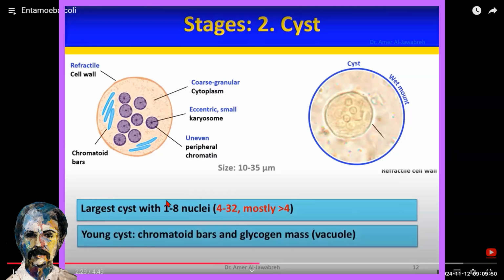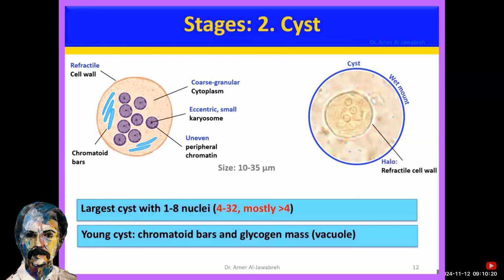Histolytica, 1 to 4, most of the time 1 to 2. This one, 4 to 8, most of the time 5 to 6. So from the large number of nuclei, you can tell this is E. coli, not histolytica, plus the size. Because if you are inexperienced, in the future you become experienced, so you can tell that the size is very big. Young cyst: chromatoid bars and glycogen mass. When it matures, they are lost.